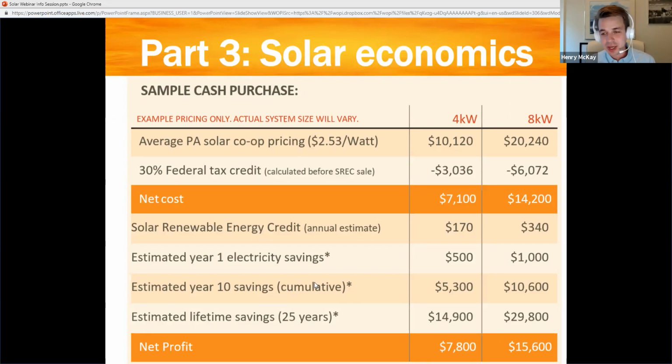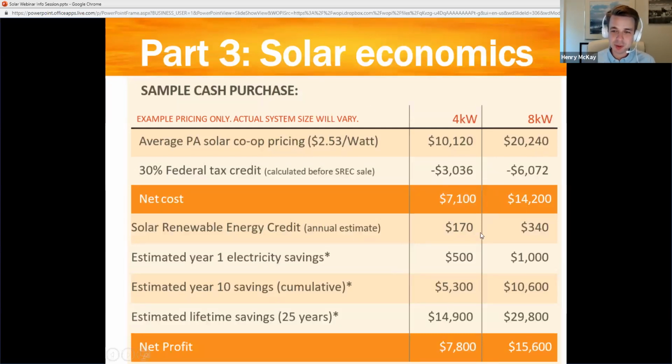At this rate, after a decade, that's going to be more like $10,000. And so you can see 12, maybe 13 years, that home will have saved $14,000 and will have broken even. They'll have hit that payback point where they saved as much as they spent going solar. But that system is going to last 25 plus years. So that means lifetime savings of almost $30,000. And so your net profit, the savings minus the net cost, is over $15,000.